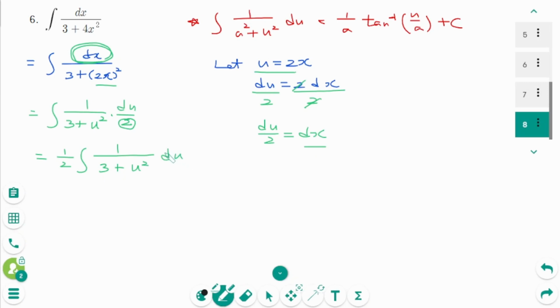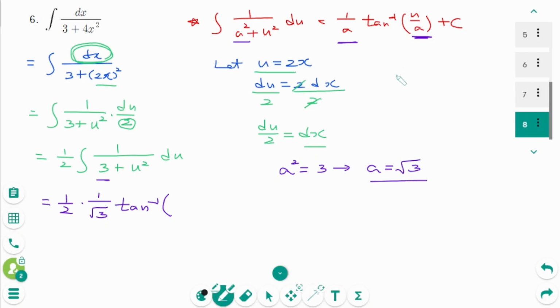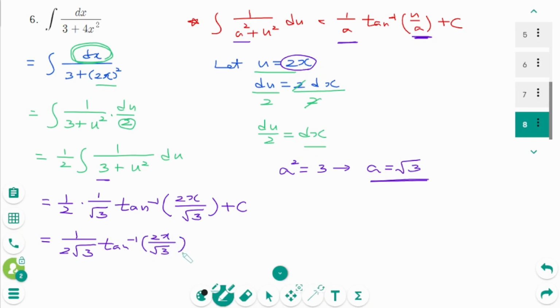In here, a squared is 3, that means a equals the square root of 3. So 1 over 2 times 1 over a, where a is the square root of 3, arctangent of u over a, u is 2x, over a is the square root of 3, plus c. The final answer is 1 over 2 square root of 3 arctangent of 2x over square root of 3 plus c.